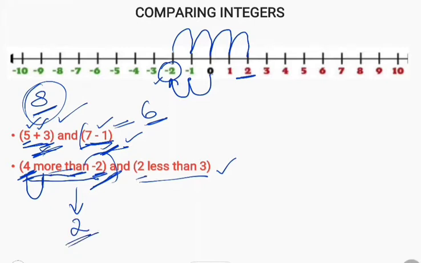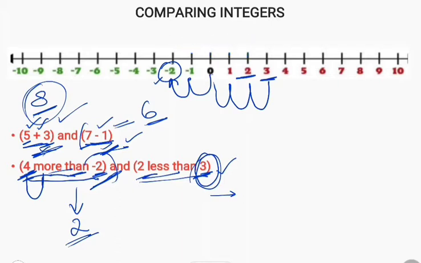And now we'll see 2 less than 3. Initially we have to take 3 steps from 0 in the right direction since it is positive. So 1, 2, 3. We reach till 3 over here. And now we have to take 2 less than 3. 2 less means the opposite direction, that is, on the left hand side. Less means it is becoming less, or we are removing something. When we remove, it is a negative sign, and so we have to move to the left hand side.